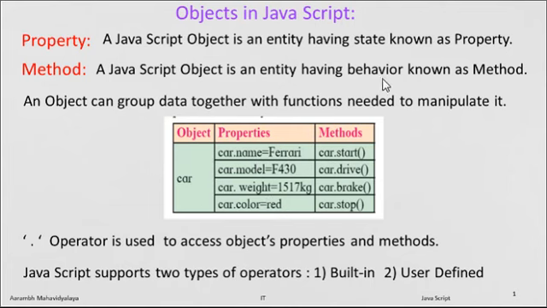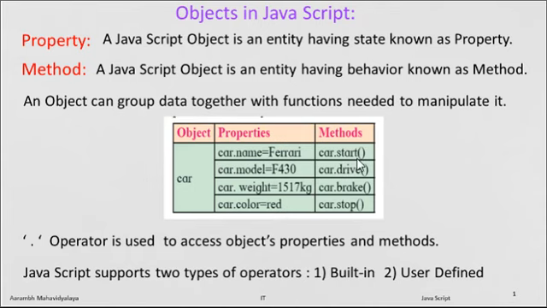And method means the behavior of an object. For example, here car.start. Start is the method. Under this start there will be different steps. Then car.drive. Then car.brake. Car.stop. Every method has specific actions under it.